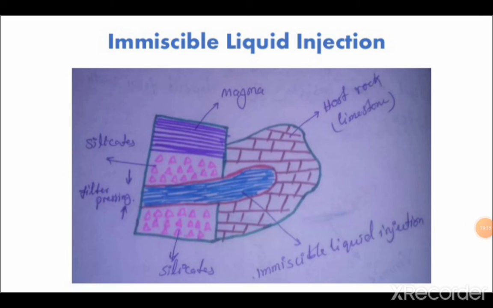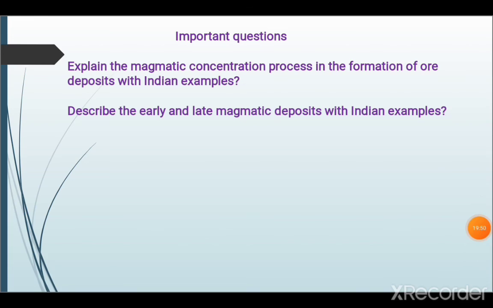In this video, you have learned about magmatic concentration deposits and two types of magmatic deposits, that are early magmatic and late magmatic deposits, the difference between early magmatic and late magmatic deposits, types of early magmatic deposits and their examples, and also types of late magmatic deposits and their examples, and also the process of their formation, their forms and structures.